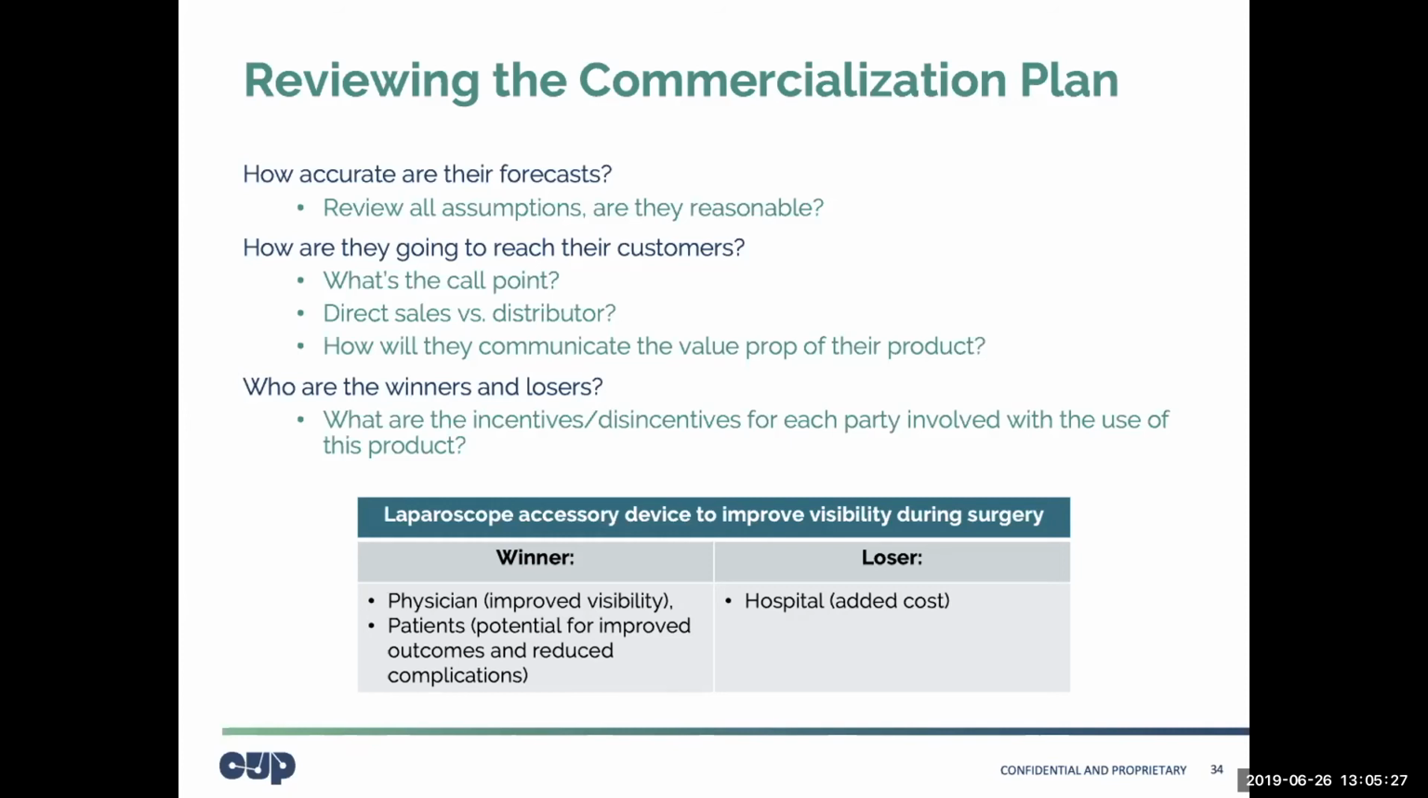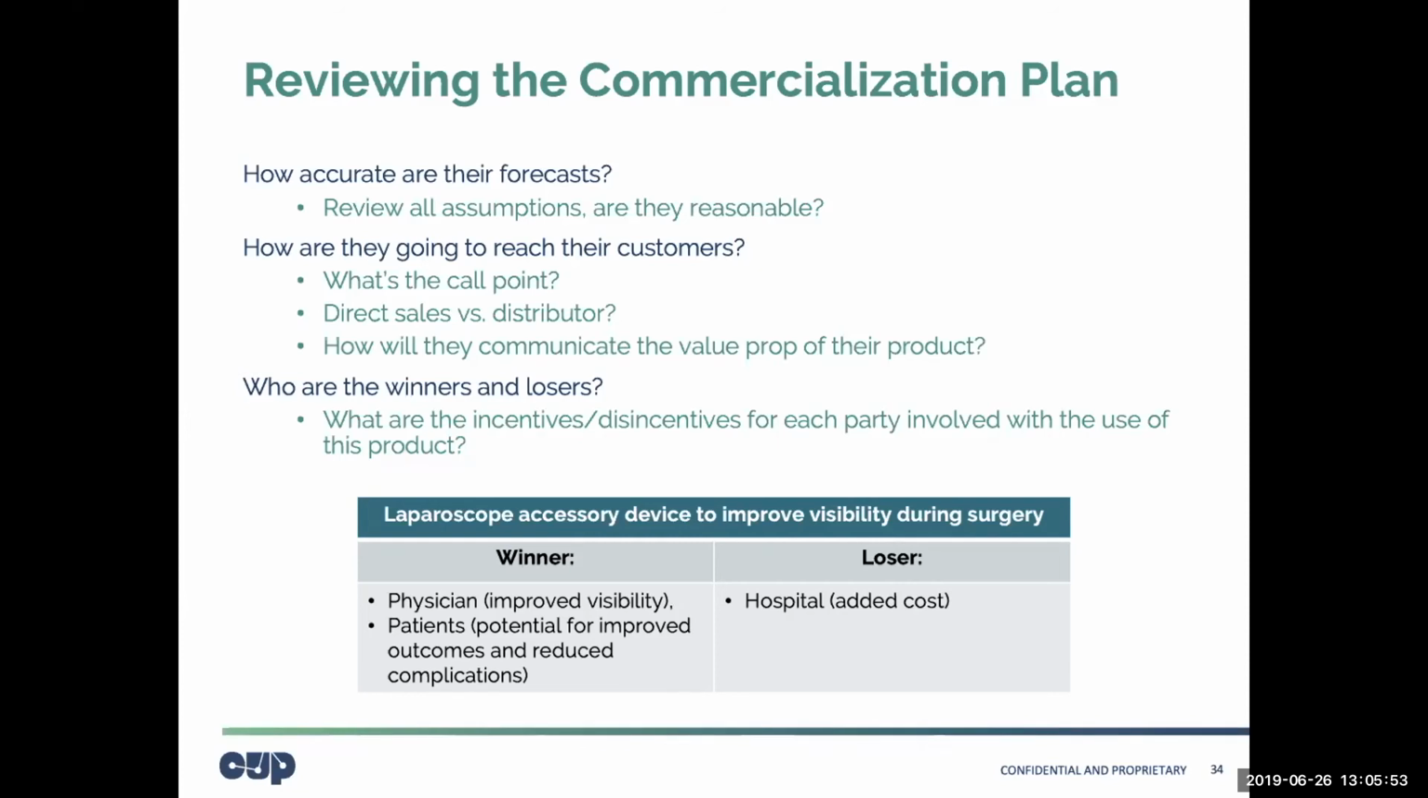Here's an example in this box at the bottom. So for a novel laparoscopic accessory device that improves the visibility during surgery for the surgeon, the winner, right? The physician wins because they can see better. The patients, maybe they win. They could have improved outcomes, and maybe there are fewer mistakes or less damage done if the physician can see what they're doing better, maybe reducing complications.